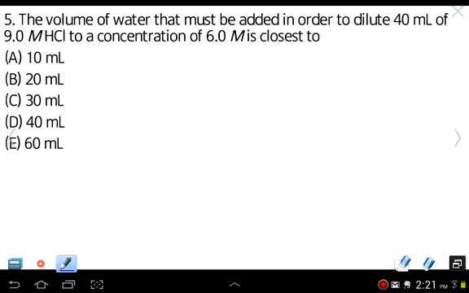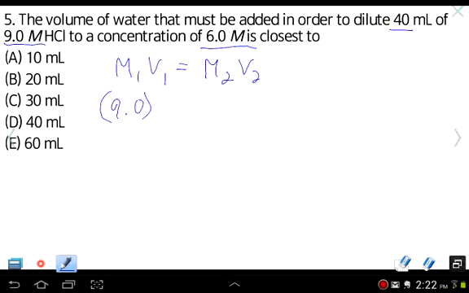And finishing up, we have this one and one more question. The volume of water that must be added in order to dilute 40 mL of a 9 molar HCl solution to a concentration of 6 molarity is closest to blank. So what we're doing here is a little dilution problem. Now we gave you a dilution equation which you can use, or you can use molarity, because molarity is enough to solve this. The dilution equation, remember, was M1V1 equals M2V2. So we have a 9 molar solution and 40 milliliters of it, so your molarity is 9.0 times 40, and we're going to get it down to 6 molar.